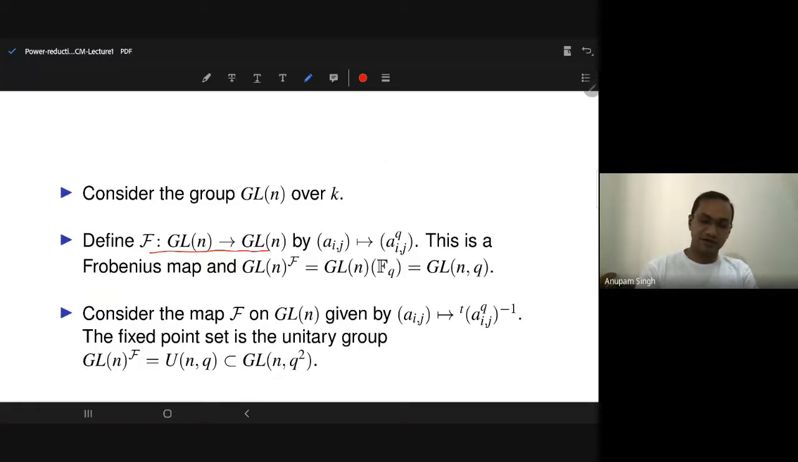which sends a matrix A, let's say A is (a_ij), to, for each element, I raise the power q. Remember, q is the size of the finite field where we are working. So I will send every element a_ij to a_ij to the power q. Right. So this is the map, and one can check this is a Frobenius map. And if I look at the fixed point under this map, we actually get the finite group GL_n(q).